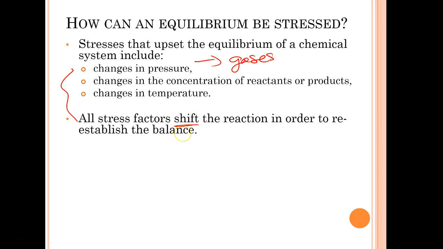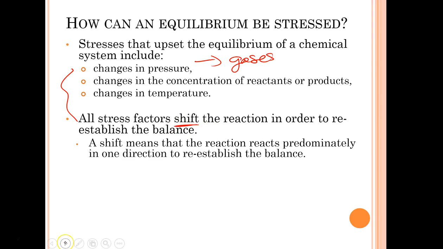And what does shift mean? Well, shift means that the reaction goes predominantly in one direction to reestablish the balance. Once it gets balanced, it goes equally in both directions. But in order to get there, it has to go in one direction primarily, just for a little bit, temporarily, until it gets itself balanced out again.